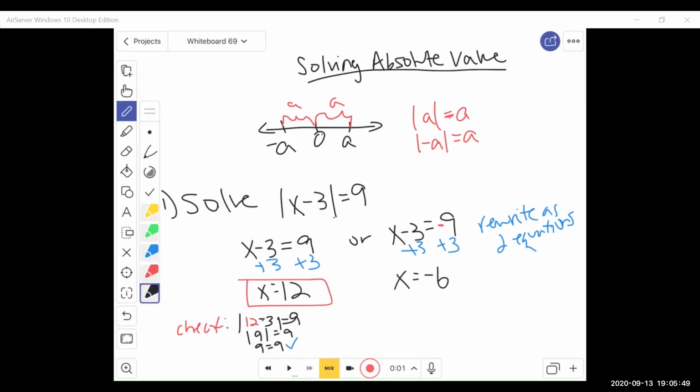Let's do the same thing with negative 6. This time we're plugging in negative 6 minus 3, which is the absolute value of negative 9. The distance from 0 to get to negative 9 is still positive 9, so 9 equals 9. Check, I can box my answer. So there are two values for x that satisfy that equation: x equals 12 or x equals negative 6.